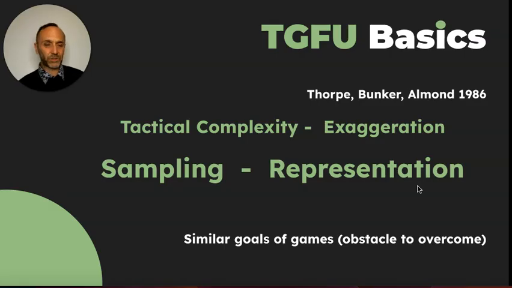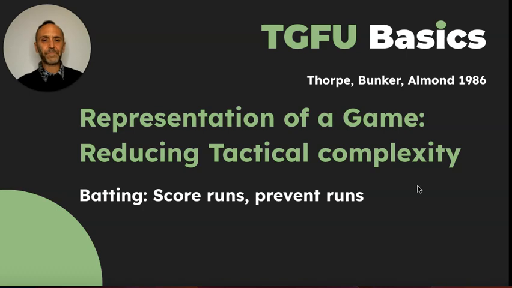And that's why these categories were created. The main goal of any game is to overcome an obstacle. There's something that you have to go up against. If it's a target game, you have to be accurate, right? If it's an invasion game, how do you get into the territory? So the representing of the game is reducing the tactical complexity. So right down to, what is the goal of cricket? It's to score runs or to prevent runs from being scored.